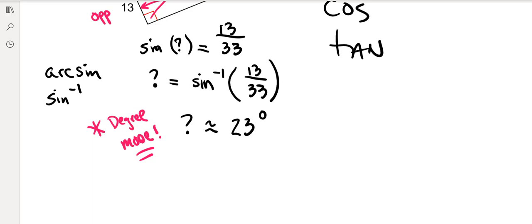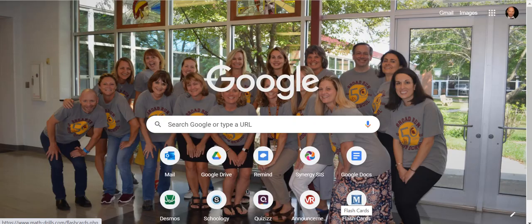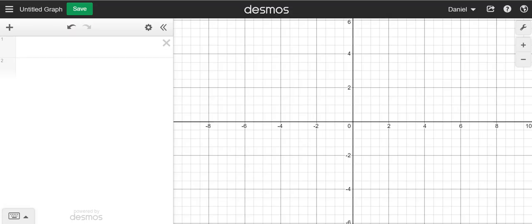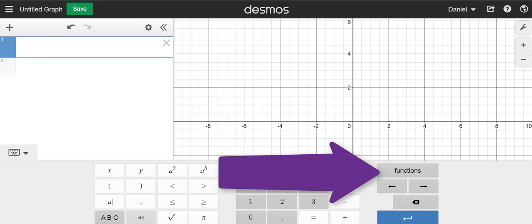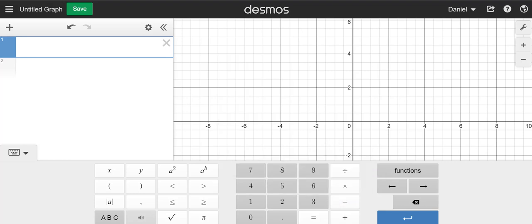Now if we're in Desmos, so let's go ahead and go to Desmos. And from here, if we were to type that in, there's a couple different ways to get to the sine function. One of them is actually over here on this functions button. So hit that keyboard, it's in the lower left-hand corner.